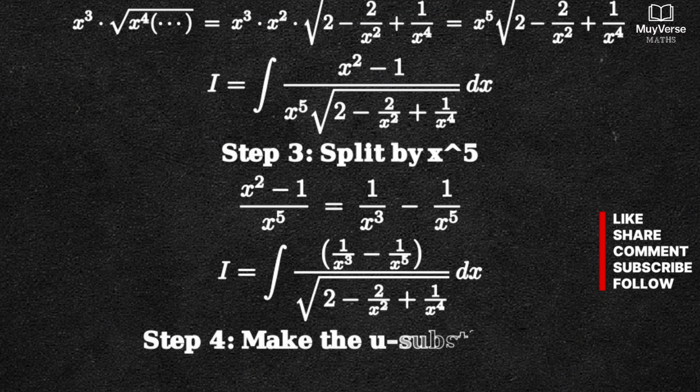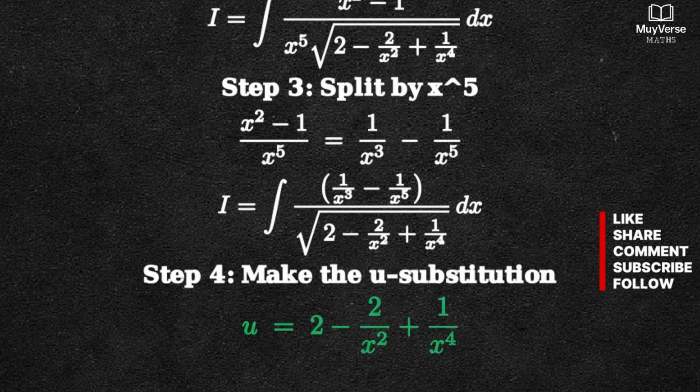Step 4. Choose the substitution equal to the expression inside the square root. Let u equal 2 minus 2 over x squared plus 1 over x to the fourth.